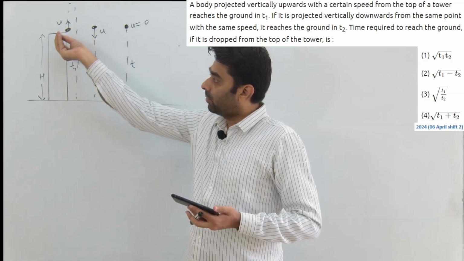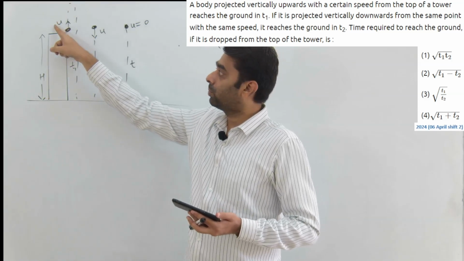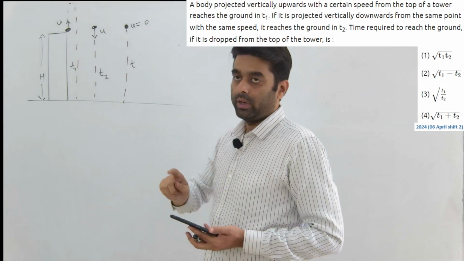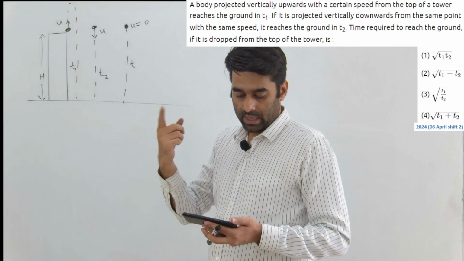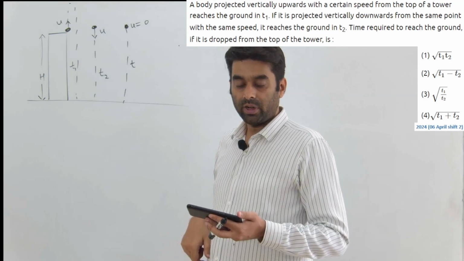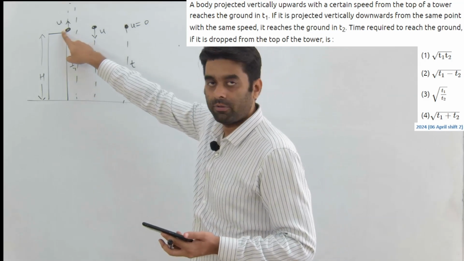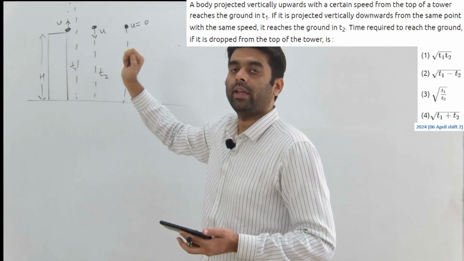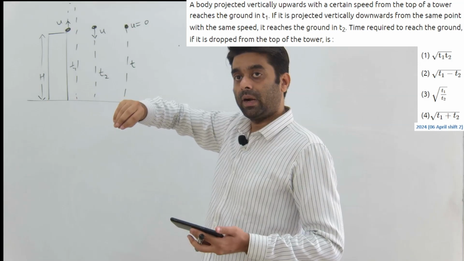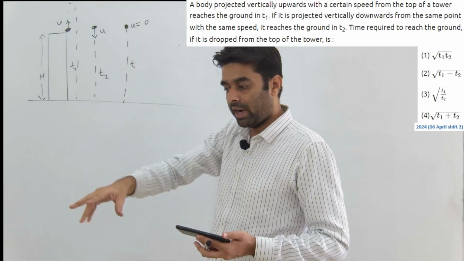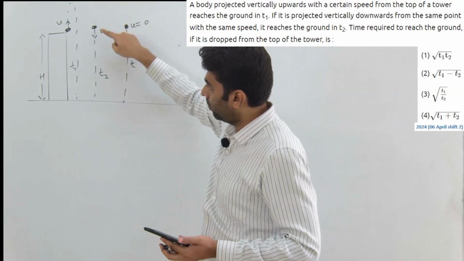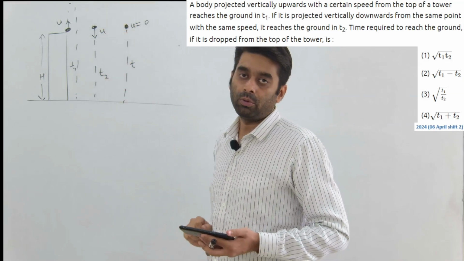So from the top it is thrown up with a speed of u. It goes up and then comes down. It takes a time of t1. Next, if it is projected vertically downwards from the same point with the same speed, just for clarity of the diagram, I have drawn the situation over here. The particle is thrown from the same height with same speed but in downward direction. That means u is in downward direction and it takes a time of t2.